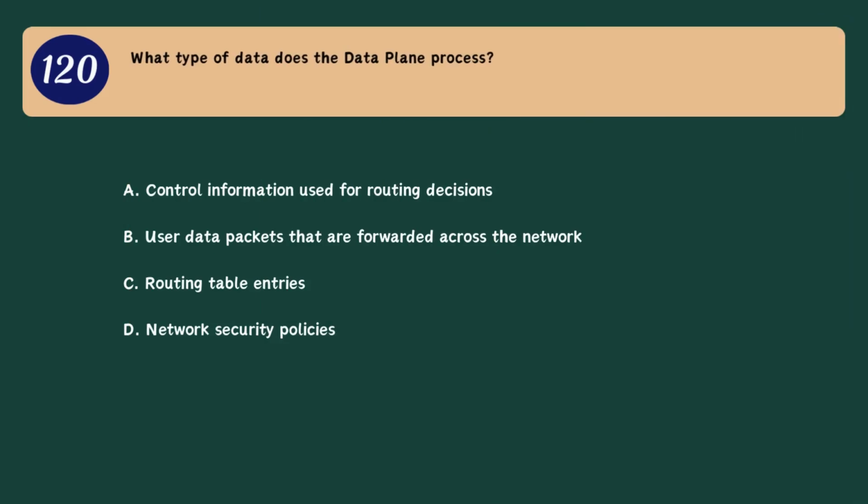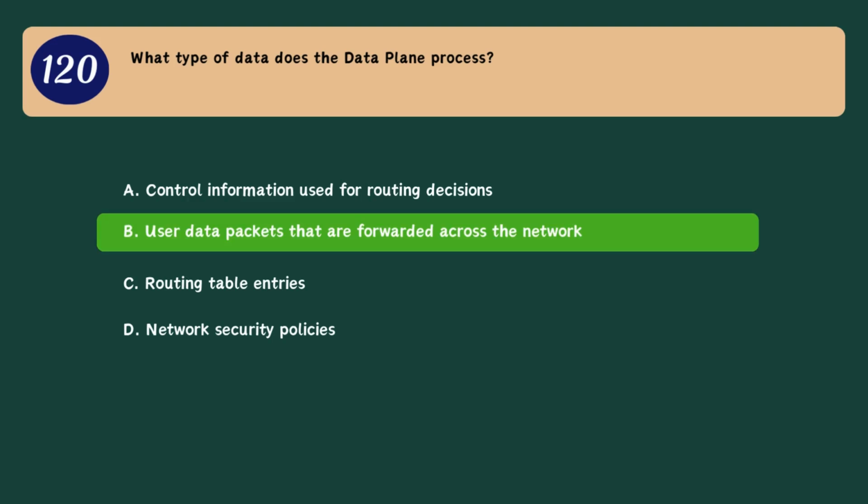Question 120. What type of data does the data plane process? A. Control information used for routing decisions. B. User data packets that are forwarded across the network. C. Routing table entries. D. Network security policies.